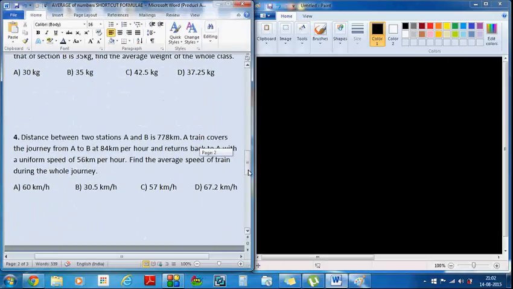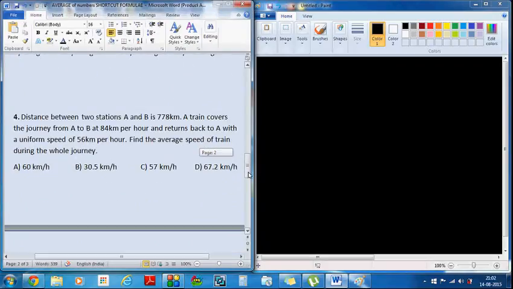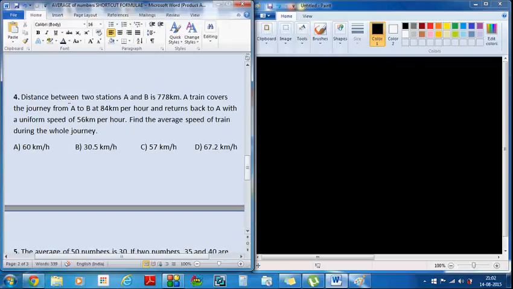Now we'll go for question number 4. The distance between two stations A and B is 770 kilometers. A train covers the journey from A to B at 84 kilometer per hour and returns back to A with a uniform speed of 56 kilometer per hour. Then find the average speed of the train during the whole journey.